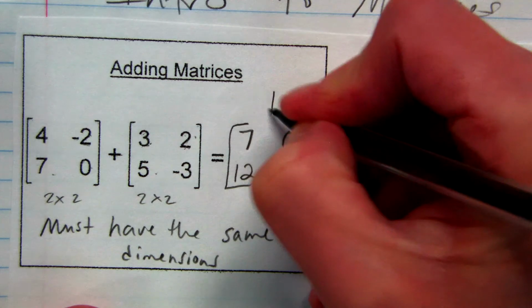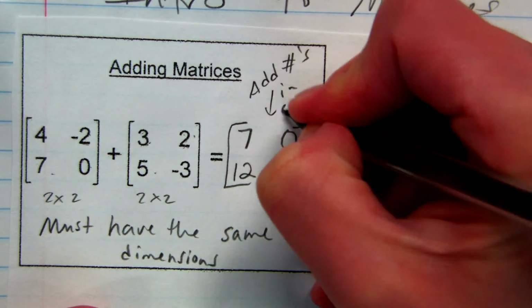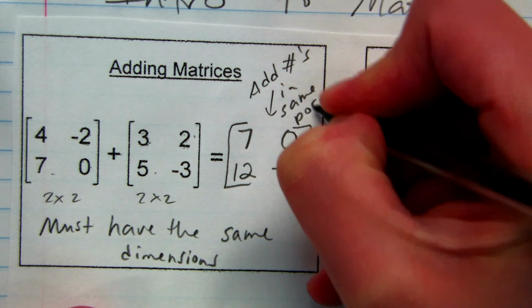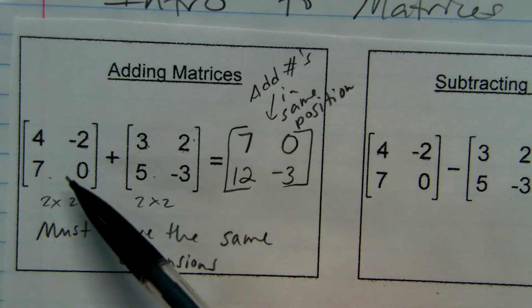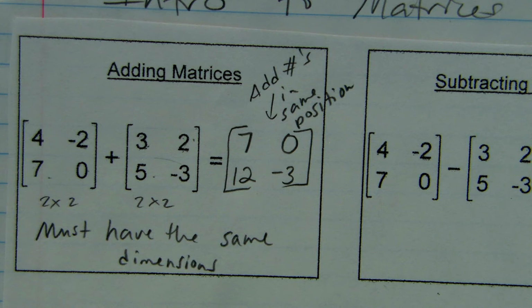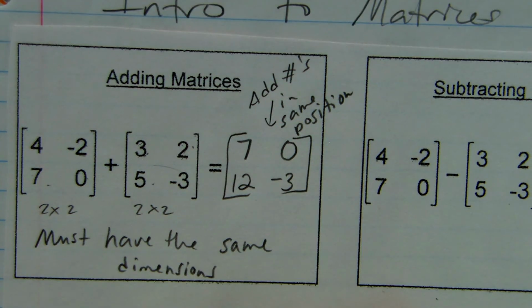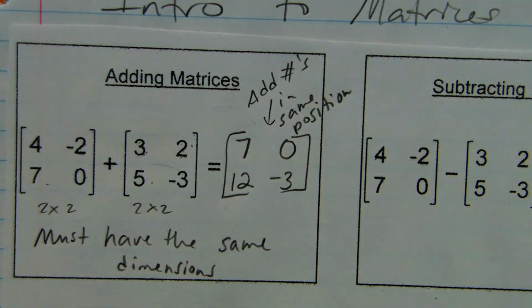So you just add the numbers in the same position, which is why they have to have the same dimensions. I can't add a 2 by 2 and a 2 by 3 together because I'm going to run out of numbers for one of them. It wouldn't have anything to add to. So they have to have the same dimensions. Same thing works for subtracting matrices. And I should also note that the answer has the same dimensions.